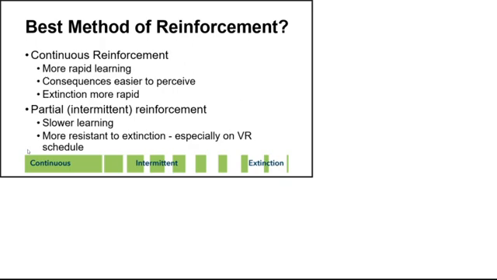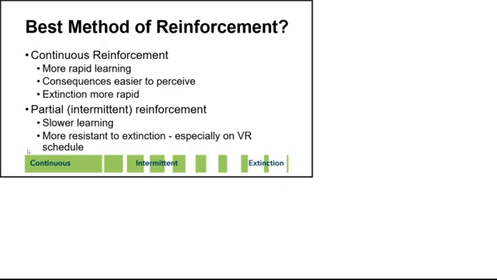So we take a lot longer to learn because we don't have that direct connection every single time between the response and the outcome, but we are used to the fact that some trials don't get the outcome. So sometimes you press the lever and don't get food. That's what it is with partial reinforcement.